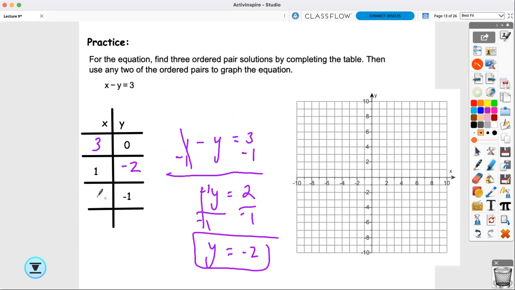All right, would anyone like to share what they got for the X for the third one? So for the next one is a +2. Good, good, good.